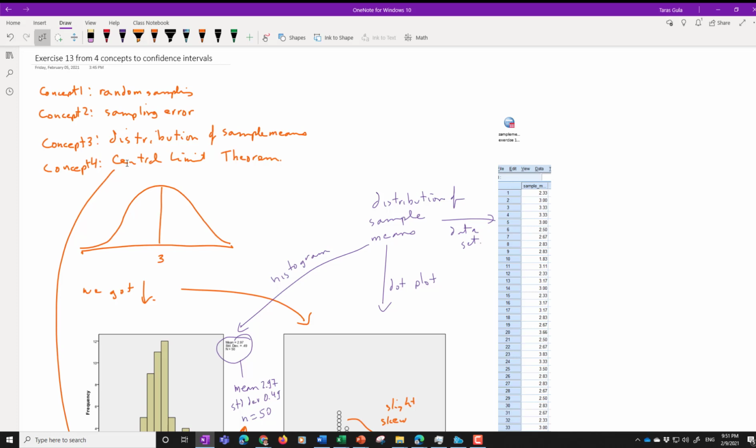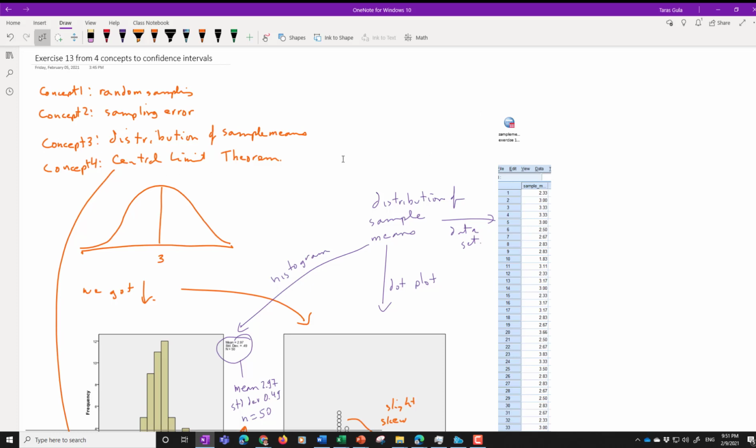Random sampling you need. Every time you take a sample, there's a little bit of error. When you take repeated samples, you will eventually produce a distribution of sample means, which has specific characteristics. And then we have the central limit theorem predictions.